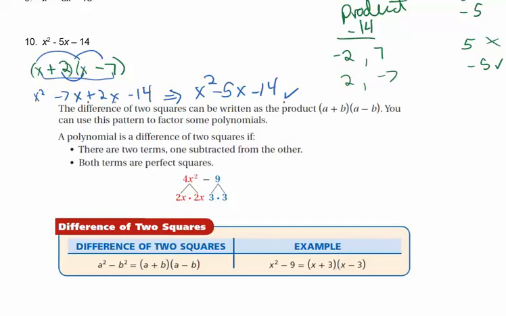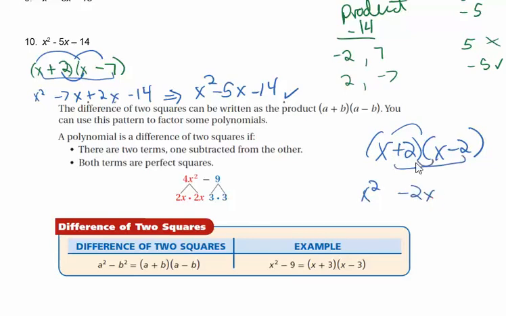So if we started out multiplying a plus b times a minus b, the middle term cancels. For example, let's just do x plus 2, x minus 2. When we FOIL this together, we'd get x squared minus 2x plus 2x, and then 2 times negative 2 is minus 4. These two would cancel because negative 2x plus 2x is 0, so I could just write this as x squared minus 4. What we're going to learn is how to go backwards and factor x squared minus 4 into its two factors.